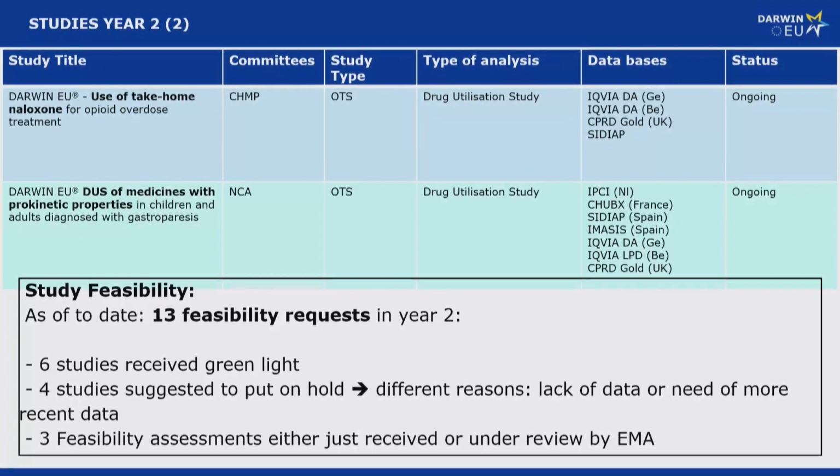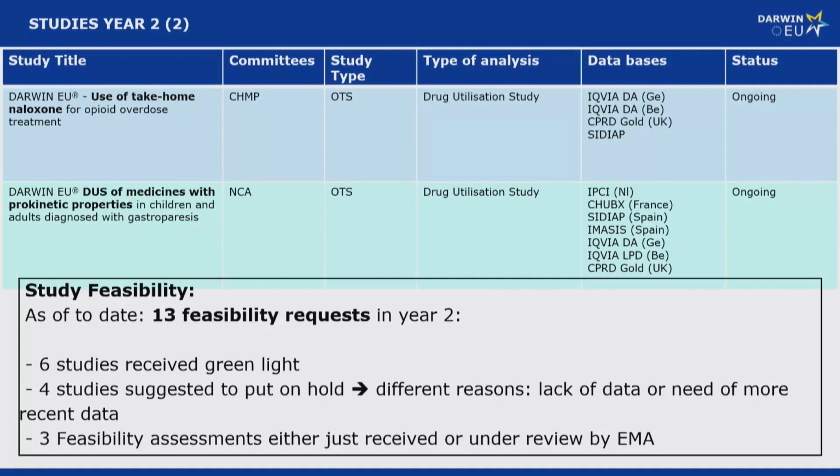Another study is planned, a drug utilization study looking into the use of naloxone, and then another drug utilization study on the use of erythromycin as a prokinetic drug in children and in adults. We have had feasibility requests. As of today, we have received 13 feasibility requests in year 2.